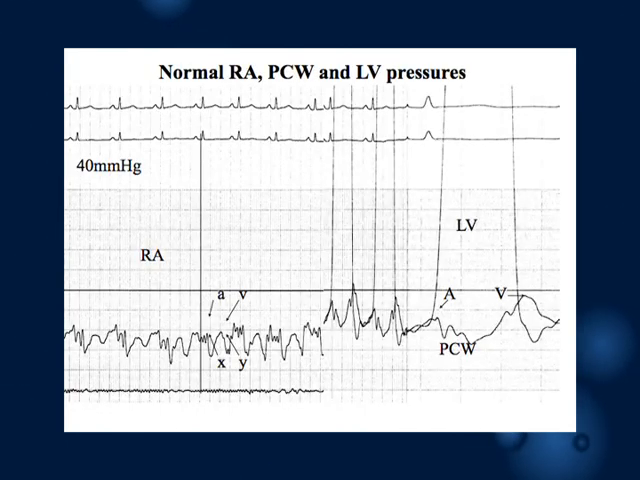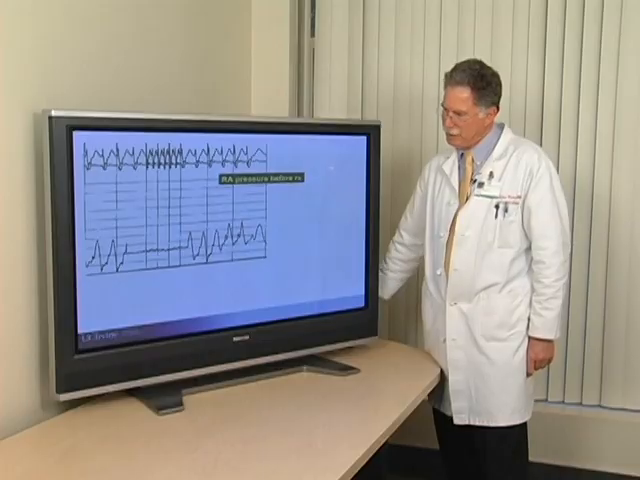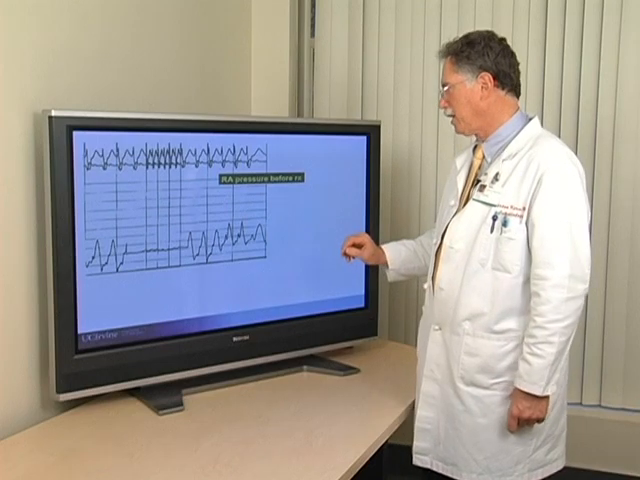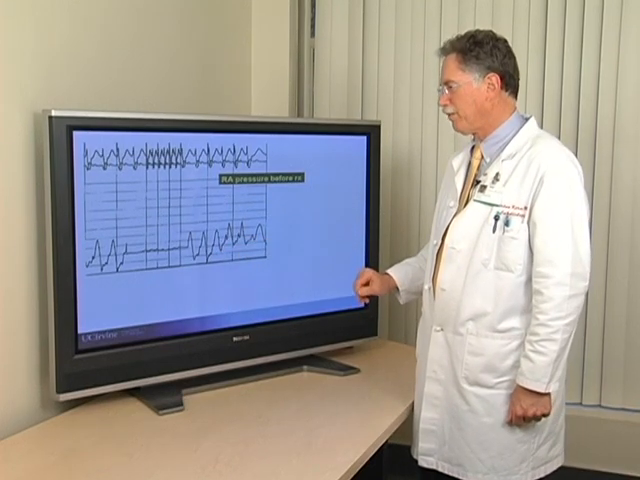Let's look at a few more hemodynamic tracings. Remember, in the basic hemodynamics section, we talked about normal right atrial and normal wedge pressures. I put them up here just to remind you, and then ask you, is this a normal right atrial pressure? And certainly it doesn't have the waveforms that we saw just a moment ago.